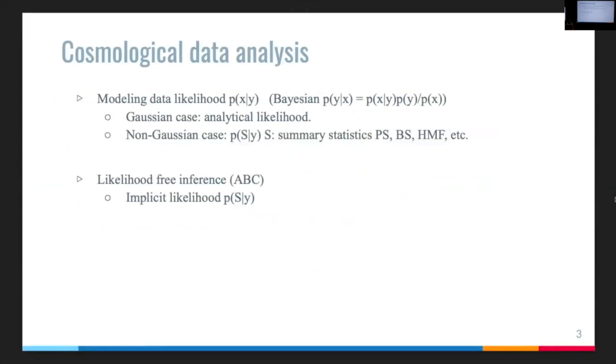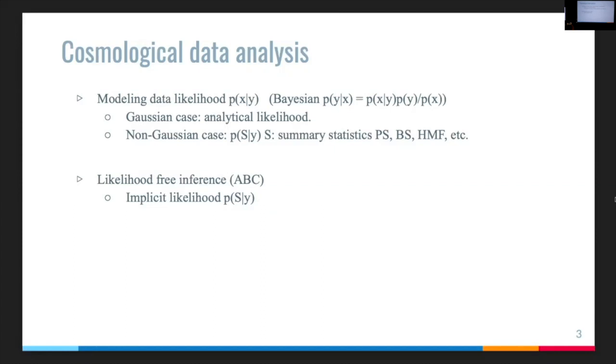So the central part of statistical inference is the modeling of data likelihood P of x given y, where x is your observed data and y is your model parameters. For the Gaussian case, this likelihood is given by the analytical Gaussian function. If our data is non-Gaussian, we normally do not have such a simple analytical expression.